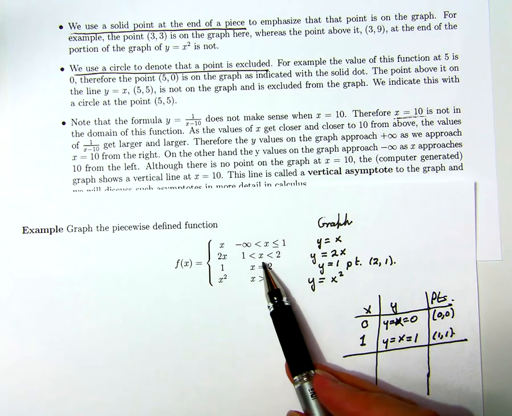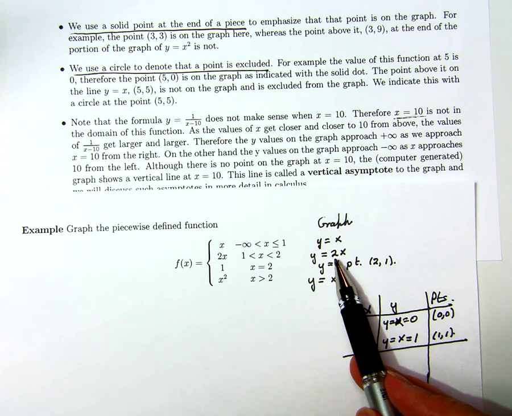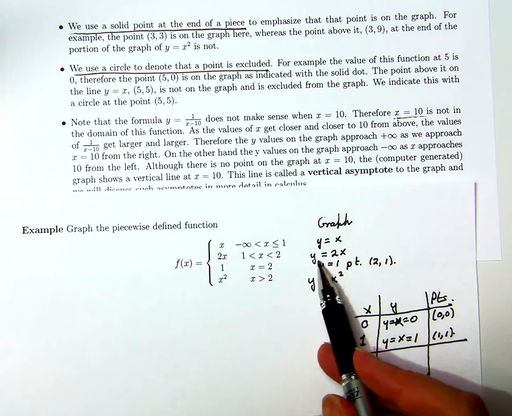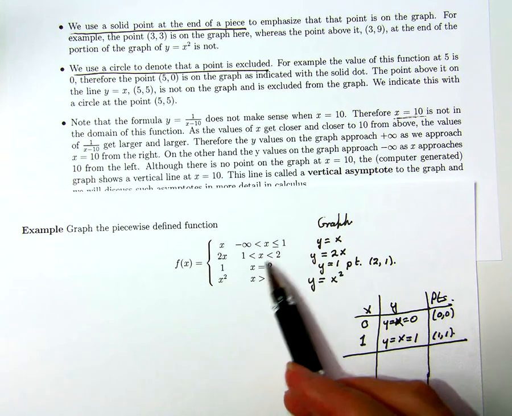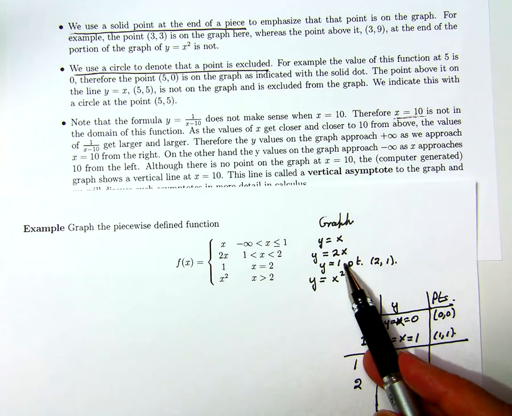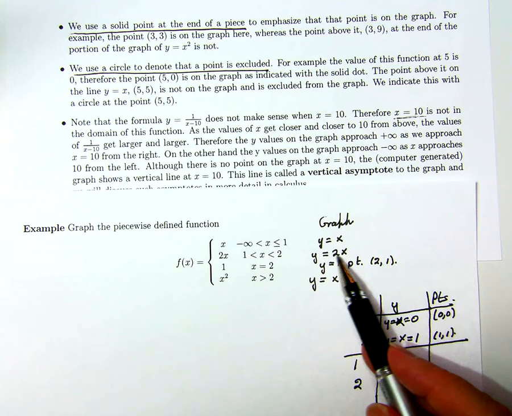For the next interval, between 1 and 2, the graph is the graph of y equals 2x. Now, I'm going to take the end points. This is the graph of a line, and it has every point on the line except the points when x is 1 and x is 2. But I'm going to use the points x equals 1 and x equals 2 to get me 2 points on the line, the big picture of this line, so that I can join them and draw the picture of the line between 1 and 2.